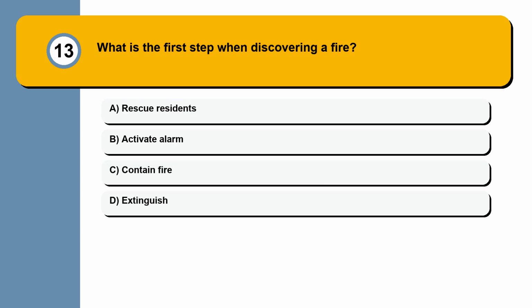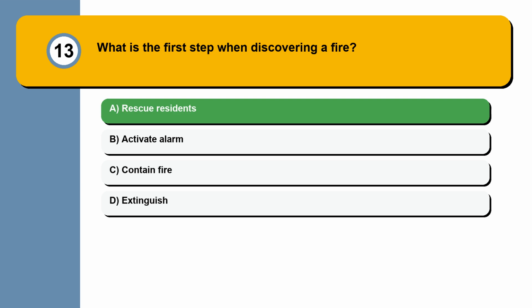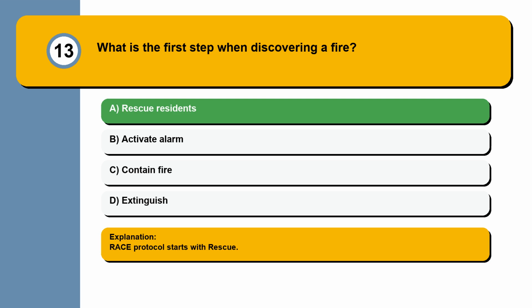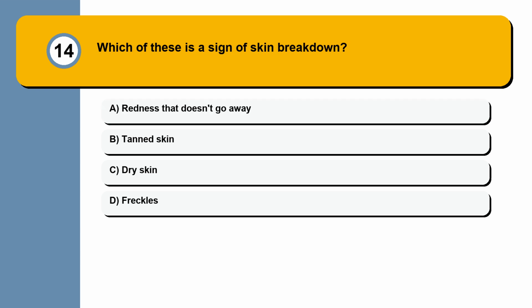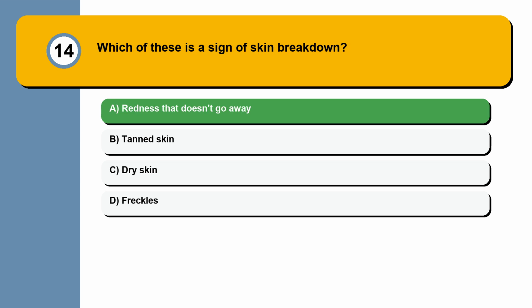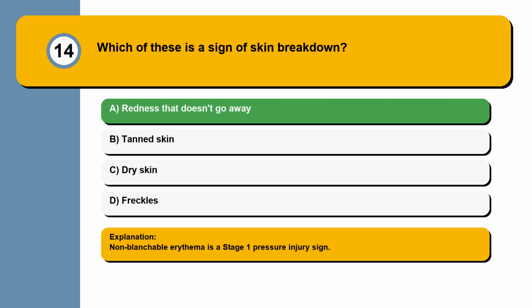Question 13. What is the first step when discovering a fire? Rescue residents. Activate alarm. Contain fire. Extinguish. RACE protocol starts with rescue. Question 14. Which of these is a sign of skin breakdown? Redness that doesn't go away. Tan skin. Dry skin. Freckles. Non-blanchable erythema is a stage 1 pressure injury sign.